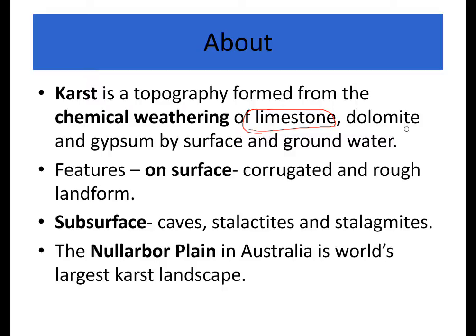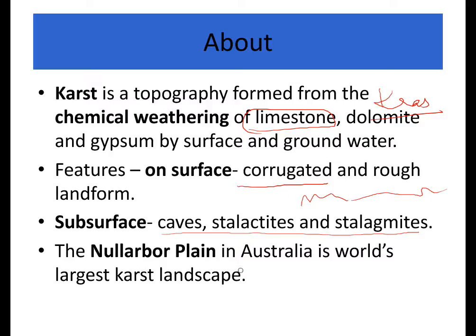When we compare it with dolomite and gypsum, karst is derived from the word kras, which is a German word meaning barren and stony. On the surface where karst topography is there, the features will be very corrugated and rough landforms. Not even, it's like a rough, corrugated, undulating landform. And subsurface, it can have many caves, stalactites and stalagmites.